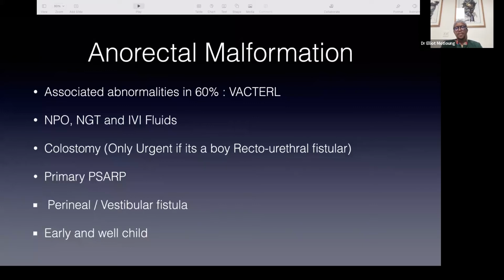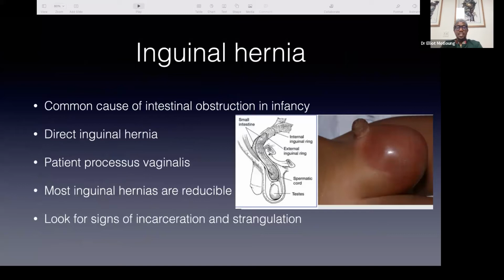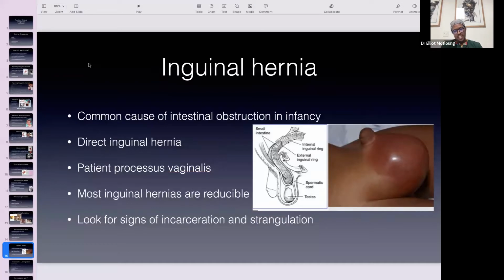The second topic I would like to talk about is inguinal hernia. It's the most common cause of intestinal obstruction in infants. And like I said, this is a mechanical obstruction, because we understand that because of failure of the processus vaginalis to close, there is then a channel that goes to your inguinal ring. And all of them have indirect inguinal hernia because of that knowledge that we have.